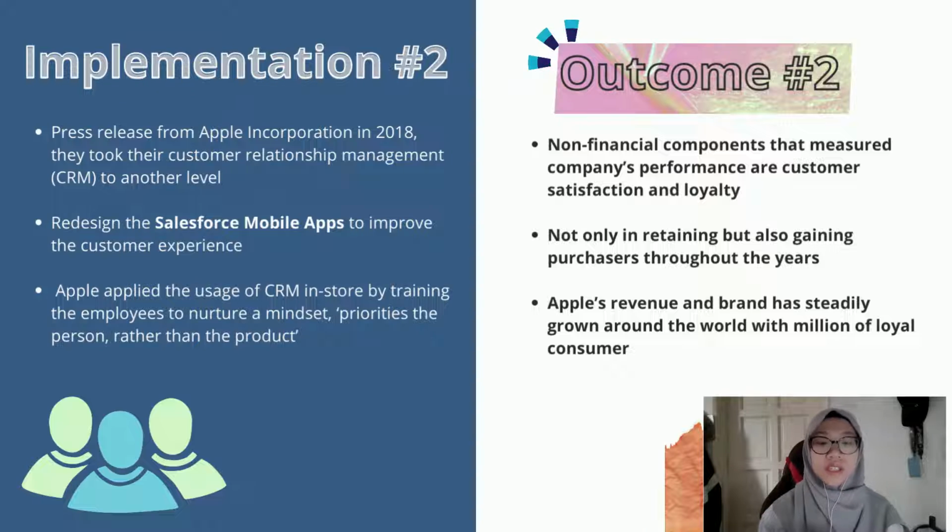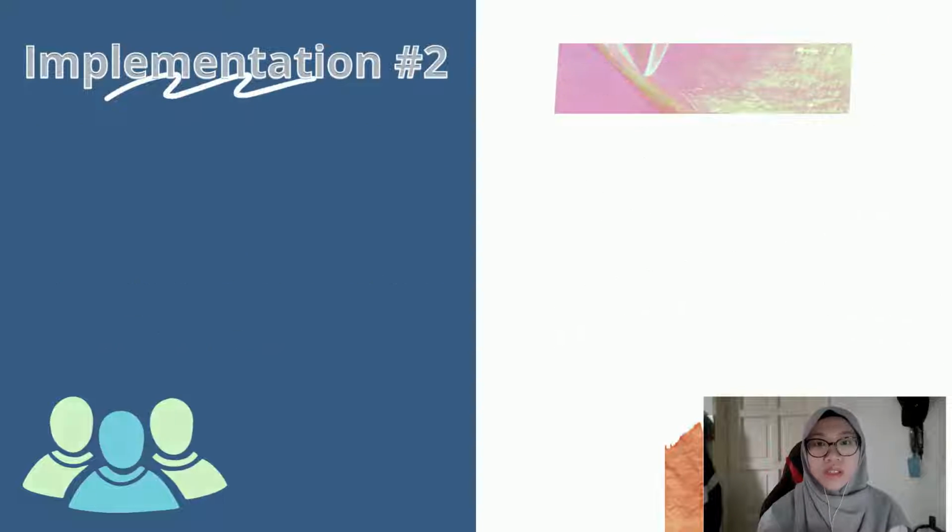The outcome for the second strategy, as stated by Smith and Wright, is that non-financial components that measure company performance are customer satisfaction and loyalty. As Apple targets a long-lasting customer relationship, they put their customer first before sales, which aids the company not only in retaining but also gaining purchases throughout the years. As evidence, Apple's revenue and brand has steadily grown around the world with millions of loyal consumers.